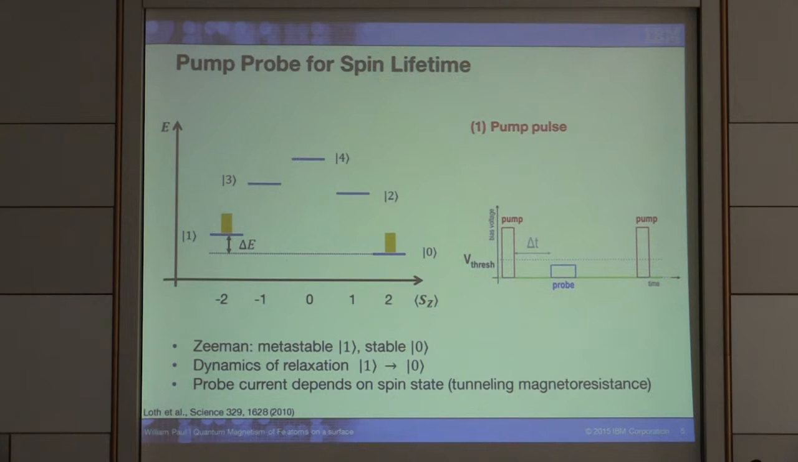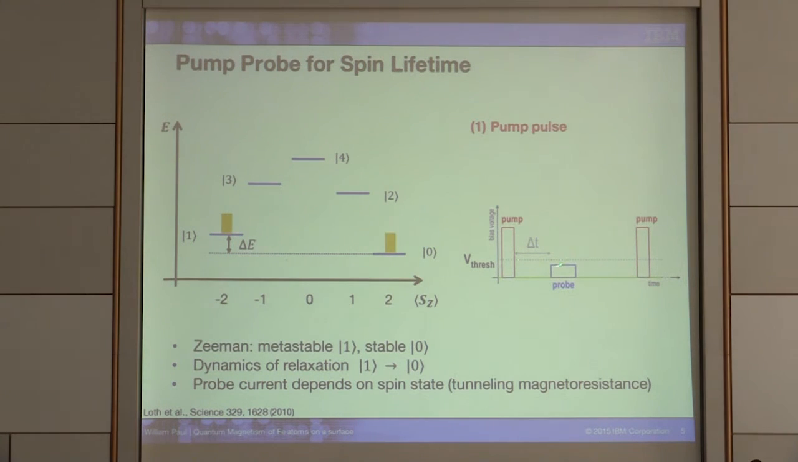The way that we do this is we inquire what the population is at a certain time delay after pumping the system through the excited state. We already mentioned that we can read out the magnetic state using the spin polarized tip. So we let the system decay, and at a certain time we strobe the system with a probe pulse that's low enough to not excite the system, and we just do this readout at a specific time delay.